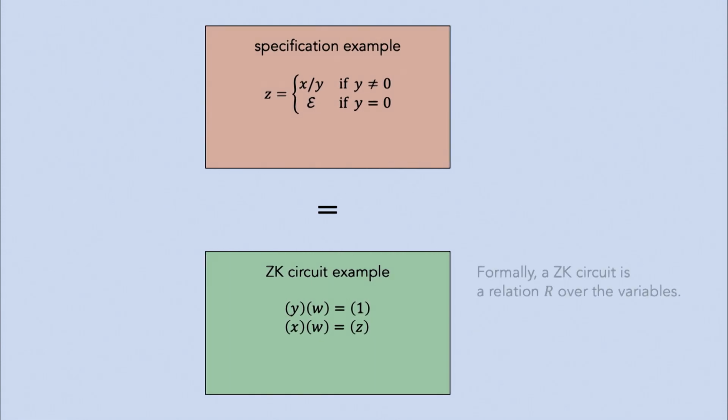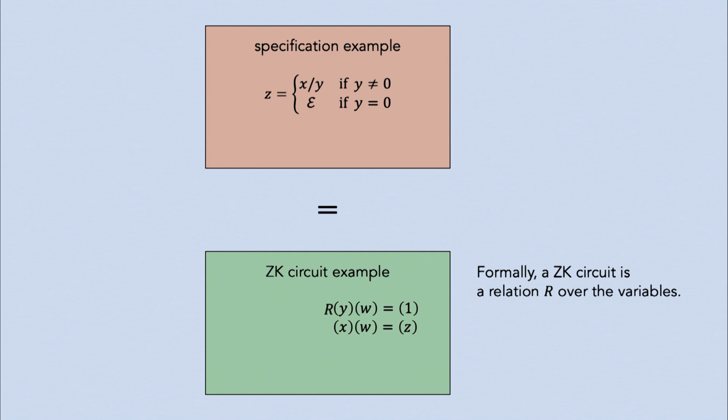So formally, we can say that a circuit is a mathematical relation. Let's call it R over the variables. Why is it a relation? Because for some values, it is true. All the constraints are satisfied. For other values, it's not. So it's a relation over the variables x, y, z, and w.